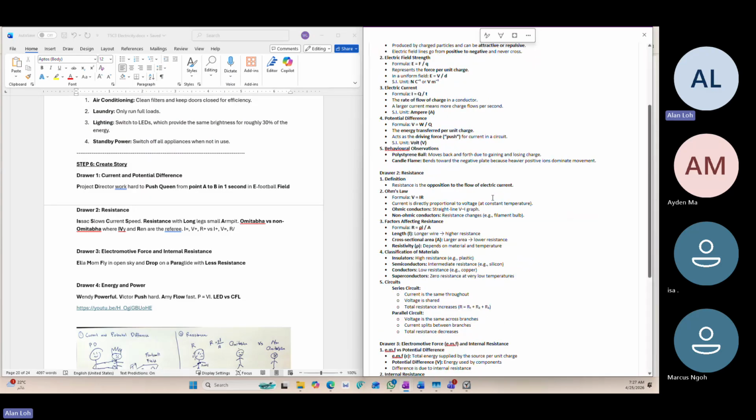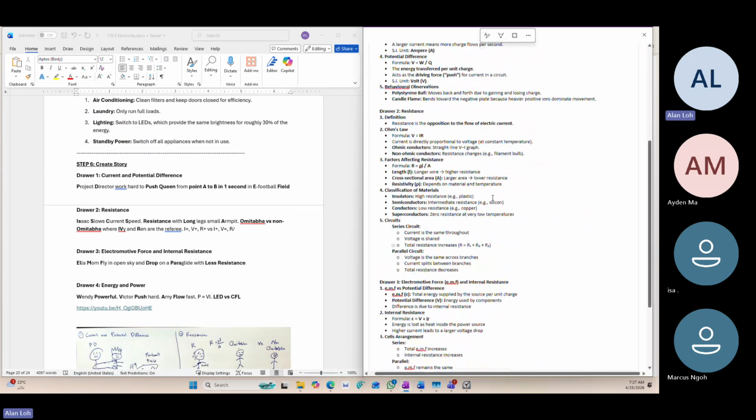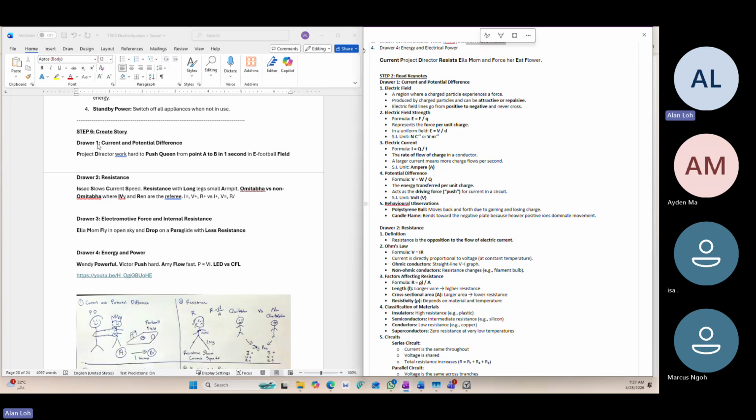Okay, and let's continue on step 6 to create the stories. So now, drawer 1, the name of the drawer is current and potential difference. So the story that I've created to relate these key points is as such. Project director work hard to push Queen from point A to point B in 1 second in a football or e-football field, right?